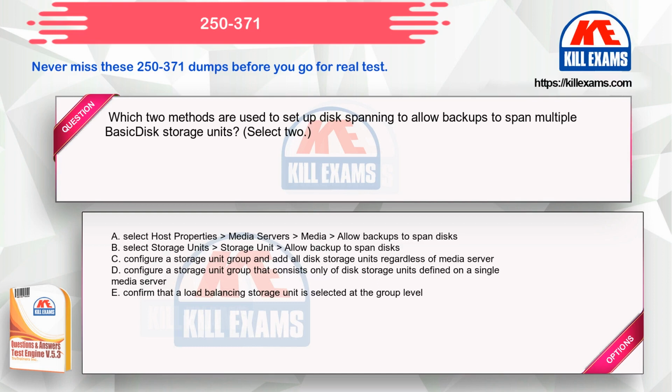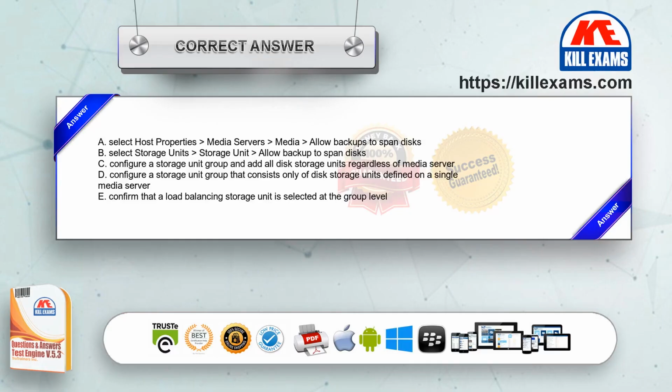Option C. Configure a storage unit group and add all disk storage units regardless of media server. Option D. Configure a storage unit group that consists only of disk storage units defined on a single media server. Option E. Confirm that a load balancing storage unit is selected at the group level. The correct answer is option A, D.